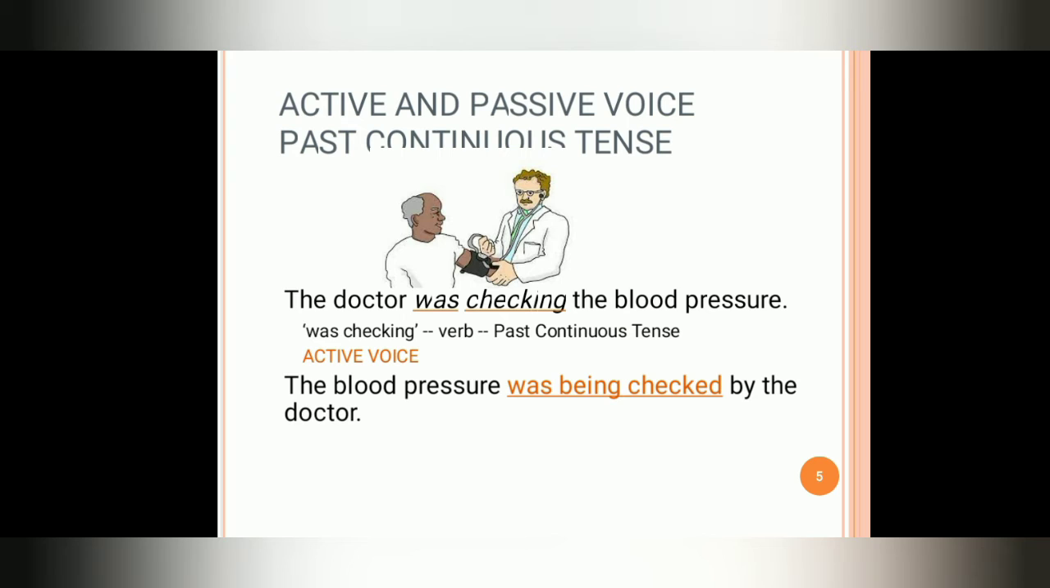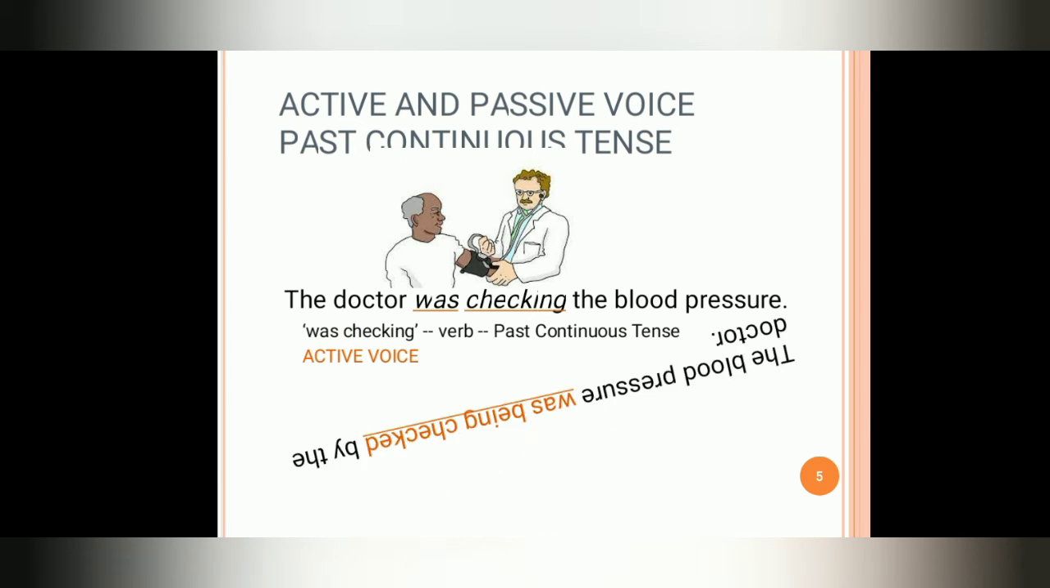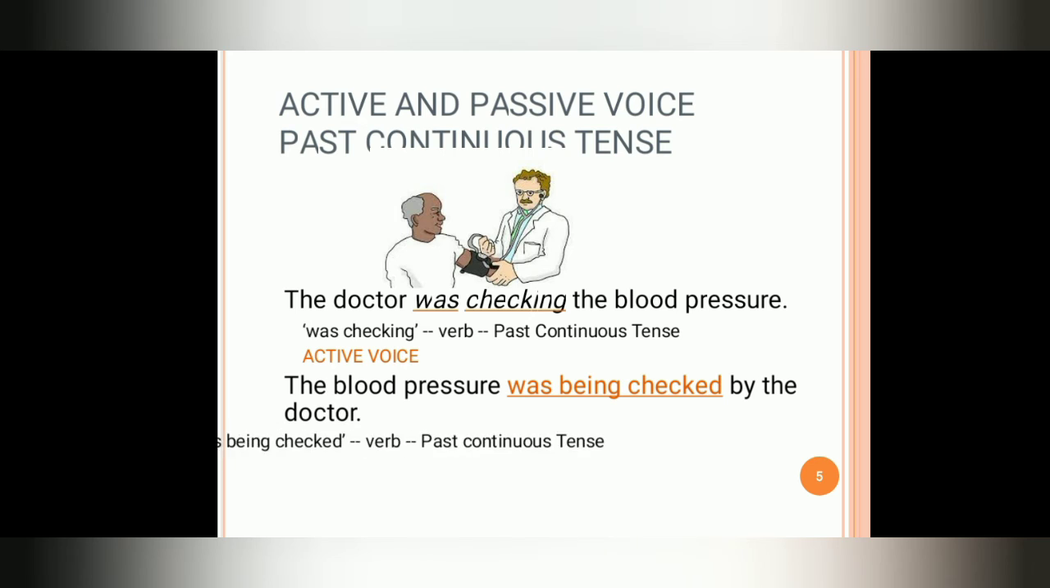In case of passive voice sentences, we always use the past participle or the third form of the verb. So I repeat, for making passive sentences, keep one point that is really important in your minds, that we use the past participle or the third form of the verb in the passive voice. So with was being, we use checked, the third form of the verb. And it is the formation that you can see: the blood pressure was being checked by the doctor. A passive voice sentence.